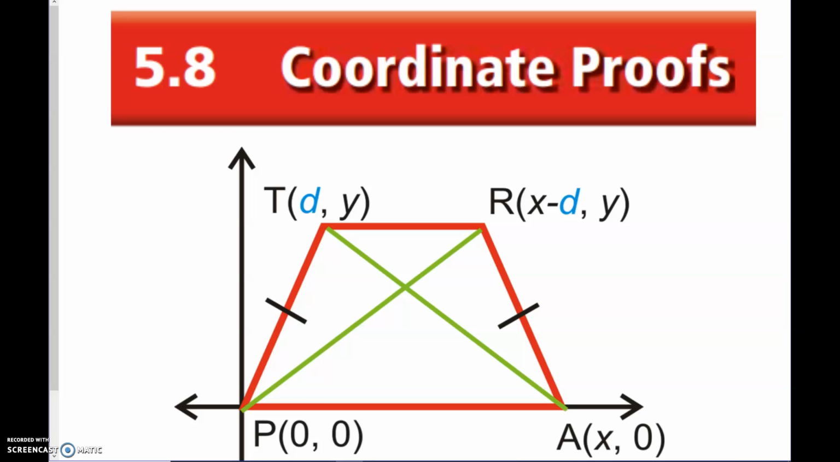Today we are finishing up chapter 5. So this is chapter 5, lesson 8, and we're going to be talking about coordinate proofs. As you can see from this diagram here, we're going to be talking about things that are on an XY coordinate plane.